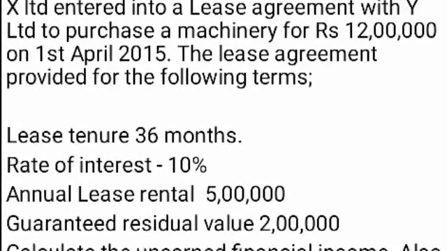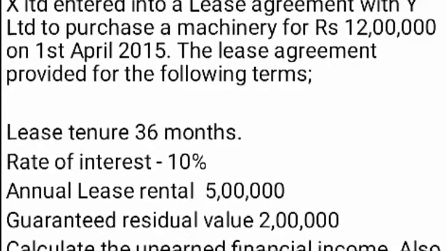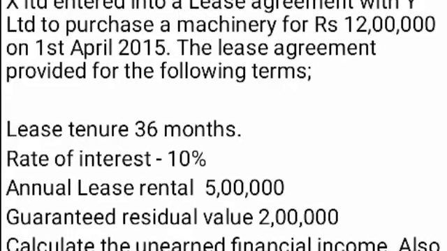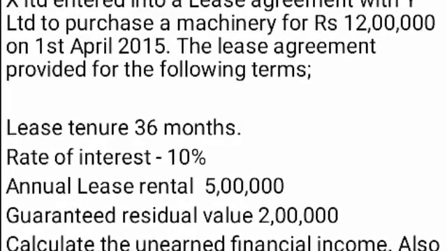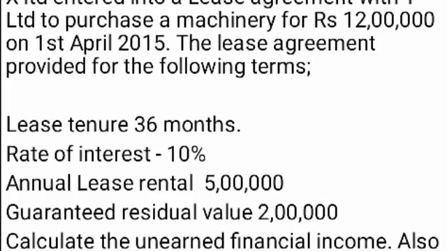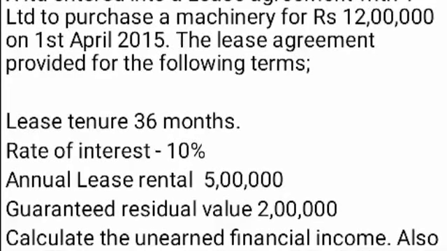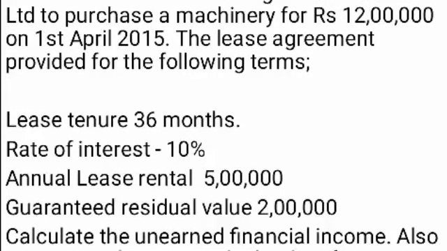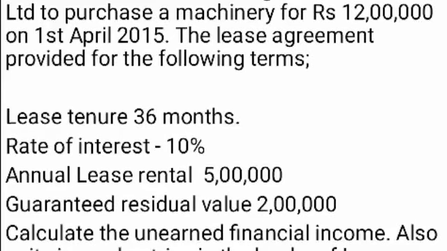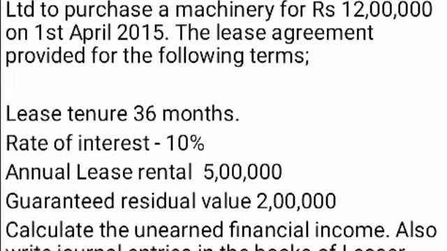There are some terms relating to the lease agreement. First one, lease tenure is 36 months. The duration of the term is 36 months, that is 3 years. Rate of interest 10%. Annual lease rental 5 lakh, which means X Limited should pay rupees 5 lakh each year, and the interest rate is 10%. Then guaranteed residual value 2 lakh. The value of the machinery at the end of the period should be treated at 2 lakh.